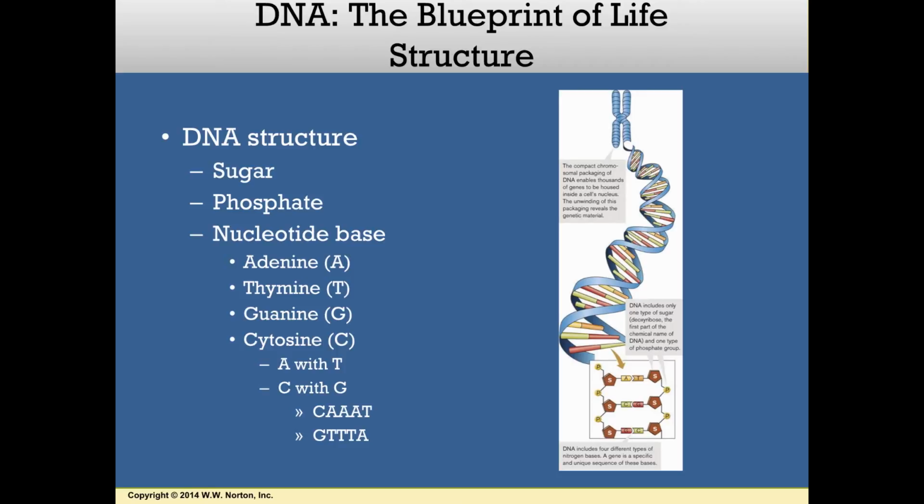What this means is that if you know one side of the DNA chain, you know the other. If a DNA sequence is CAAT, the other side must be GTTA.